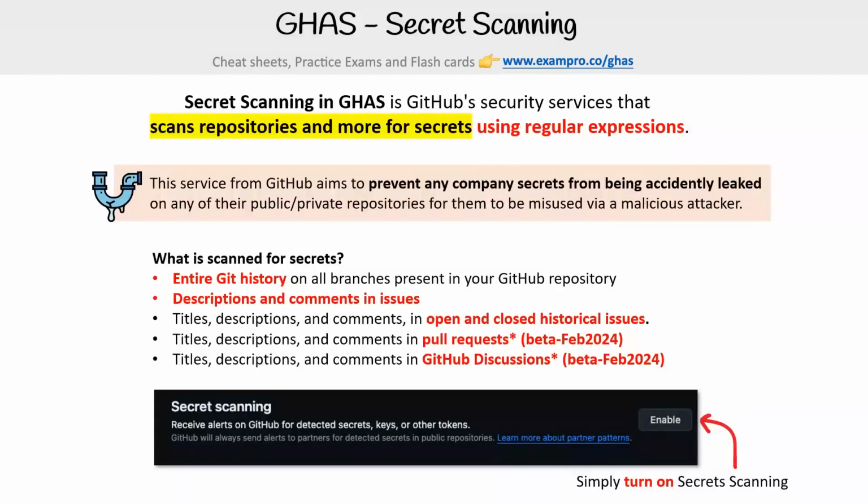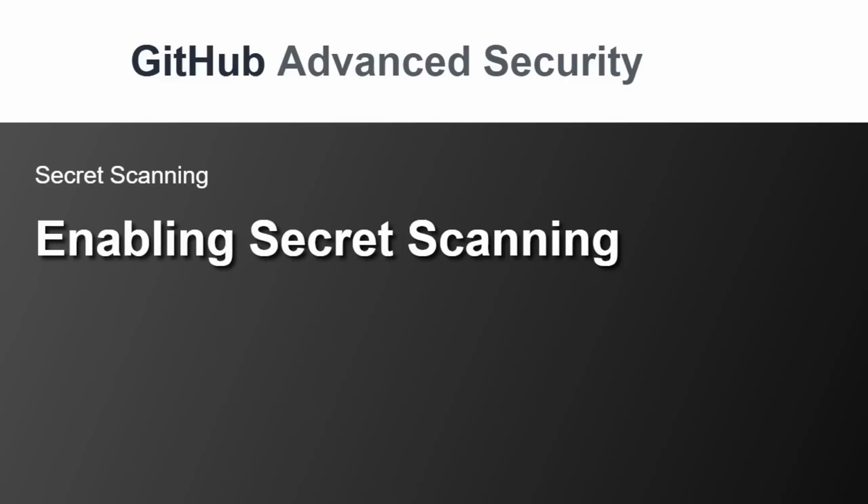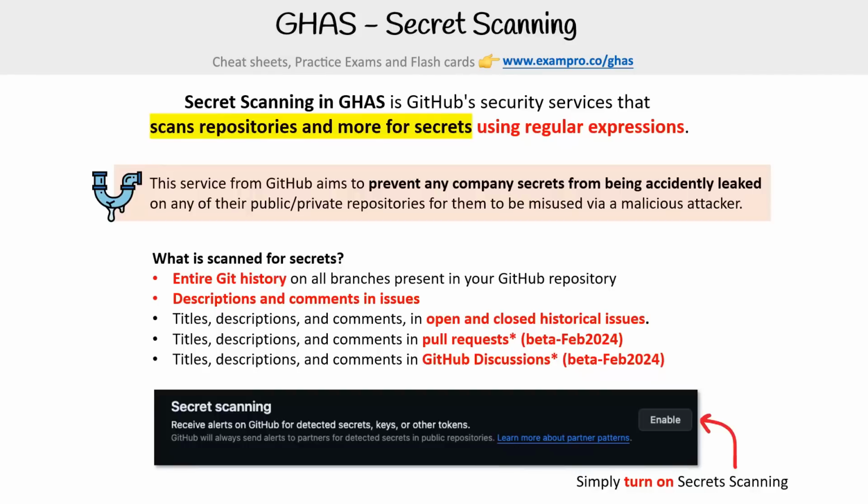Now, in terms of location for where secrets are scanned, it is your entire GitHub repository. It is your entire Git history on all branches present in your GitHub repository. The title, description, and comments in your open and closed historical issues, pull requests, which is still in beta as of Feb 2024, and GitHub discussions as well. Now, to simply turn on secret scanning, you can go under secrets, go for secret scanning, and just simply turn it on by clicking on the enable button.